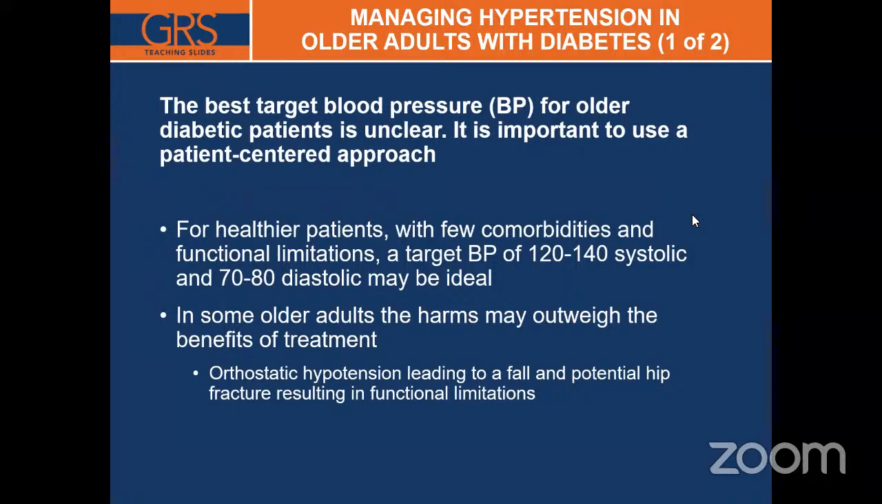It's important to use a patient-centered approach. For healthier patients with few comorbidities and functional limitations, a target blood pressure of 120 to 140 systolic and 70 to 80 diastolic may be ideal. In some older adults, the harms may outweigh the benefits of treatment: orthostatic hypotension leading to a fall and potential hip fracture, resulting in functional limitation.